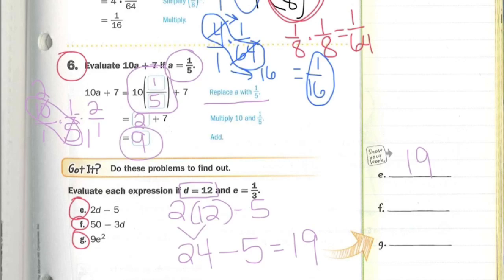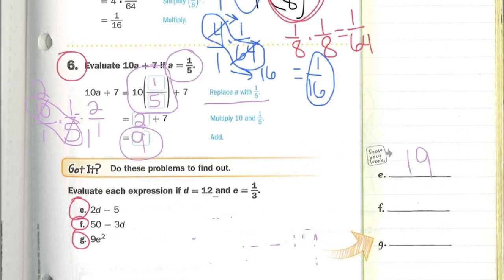Next, I just want to have a little bit more space, so I'm going to erase this. You guys could show your steps in some other areas so that your teacher is able to see what you did. Okay, let's take a look at letter F now.